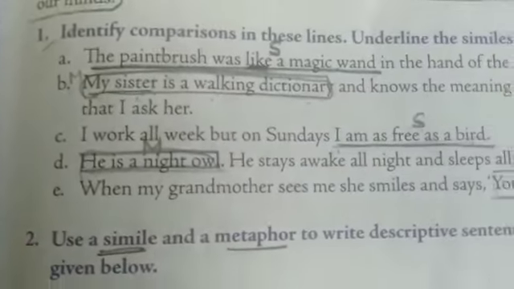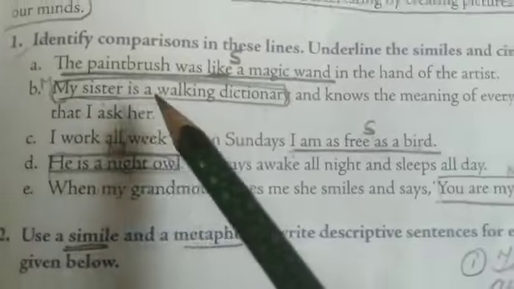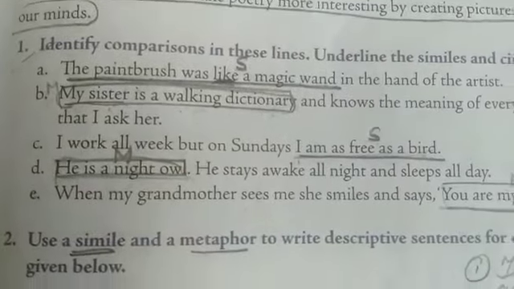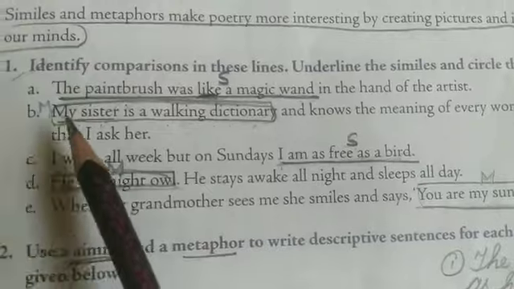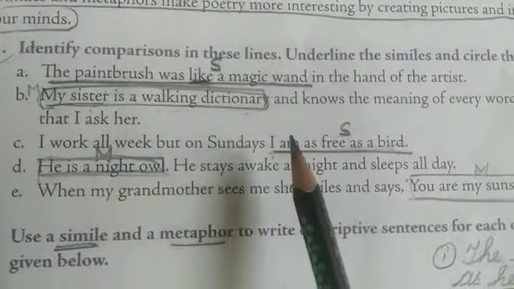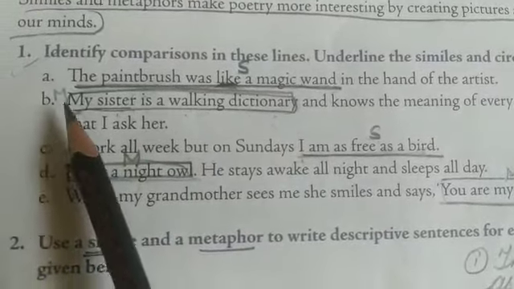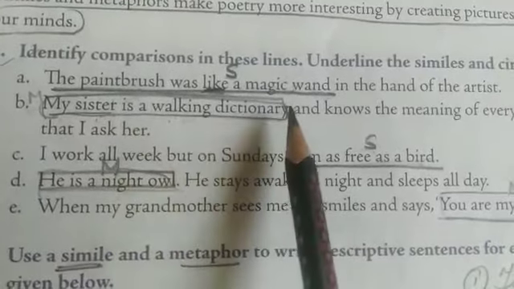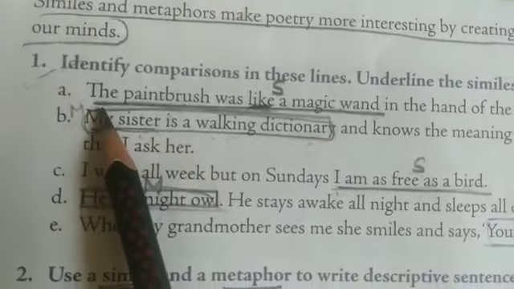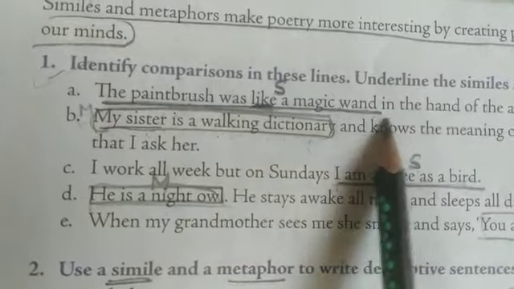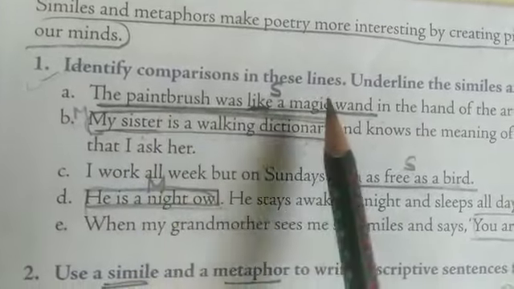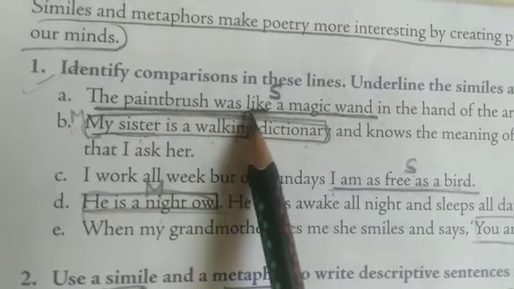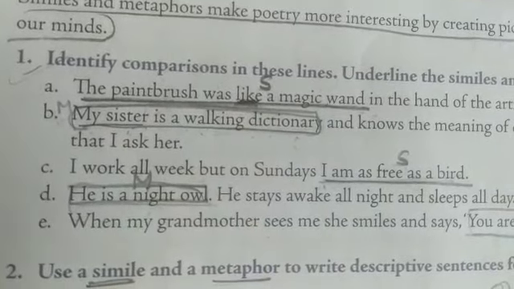Now coming to the exercises on page number 29, identify comparisons in these lines, underline the similes and circle the metaphor. So we will underline the similes and circle the metaphor. In the first sentence, the paintbrush was like a magic wand. We will underline this, the paintbrush was like a magic wand, and write simile, because here the paintbrush is compared to a magic wand and word like is used.